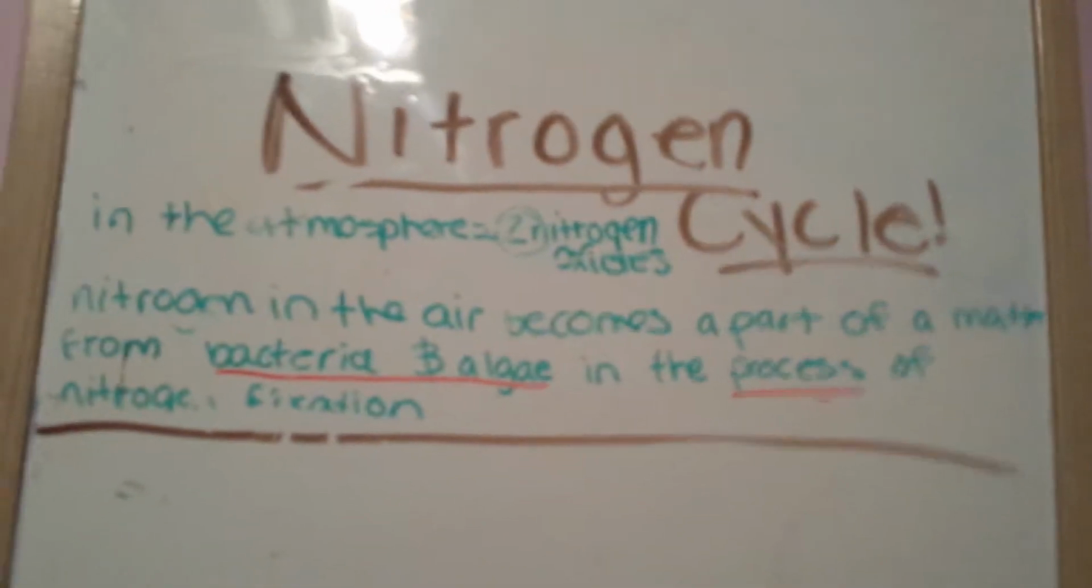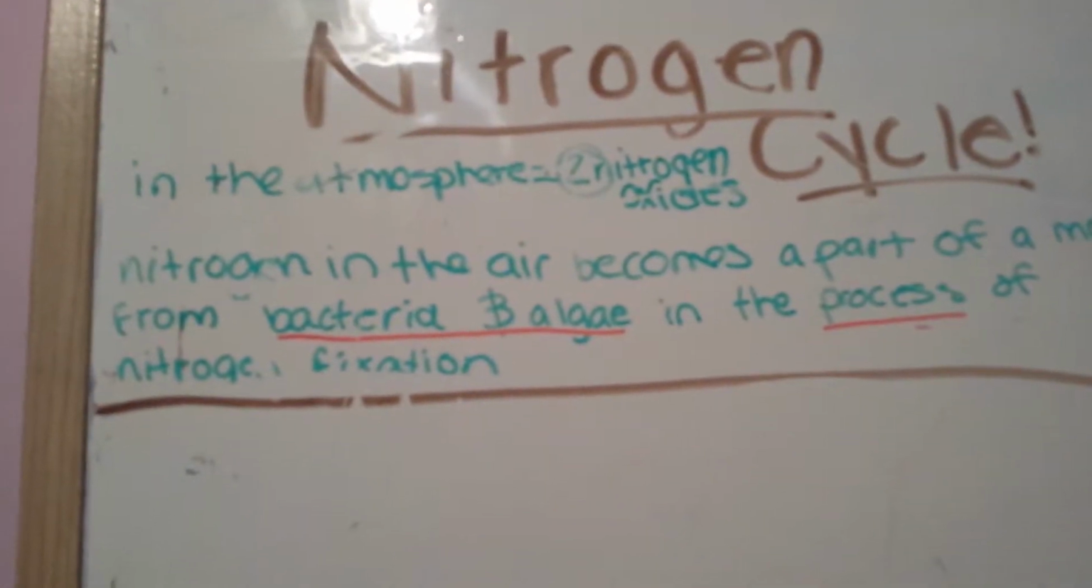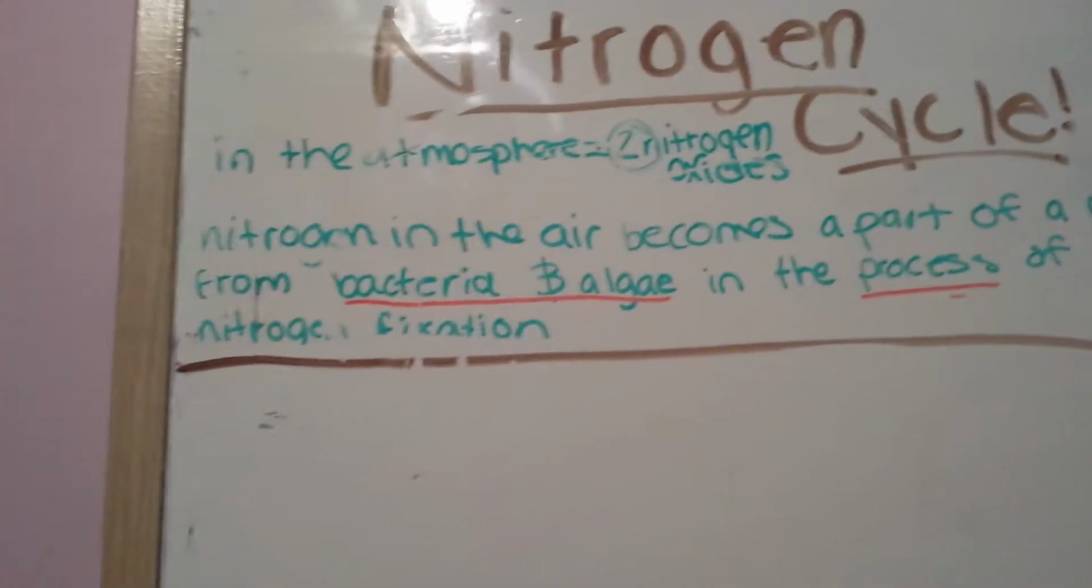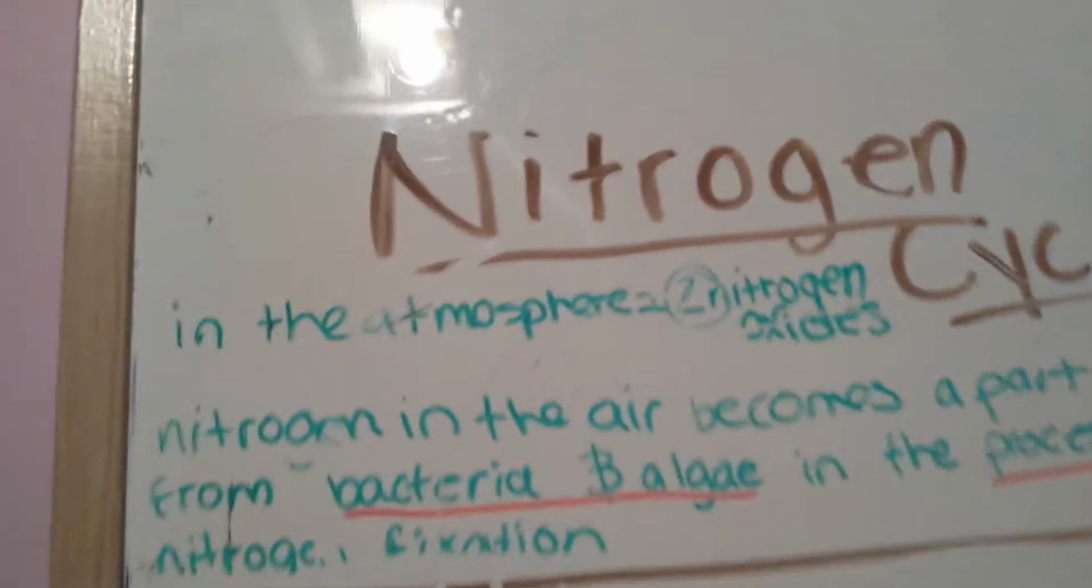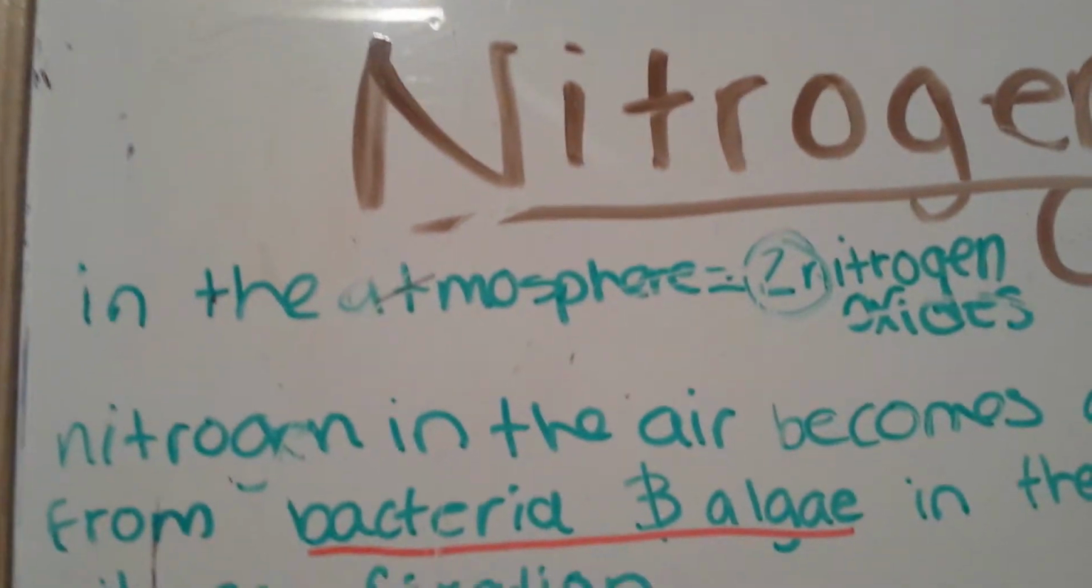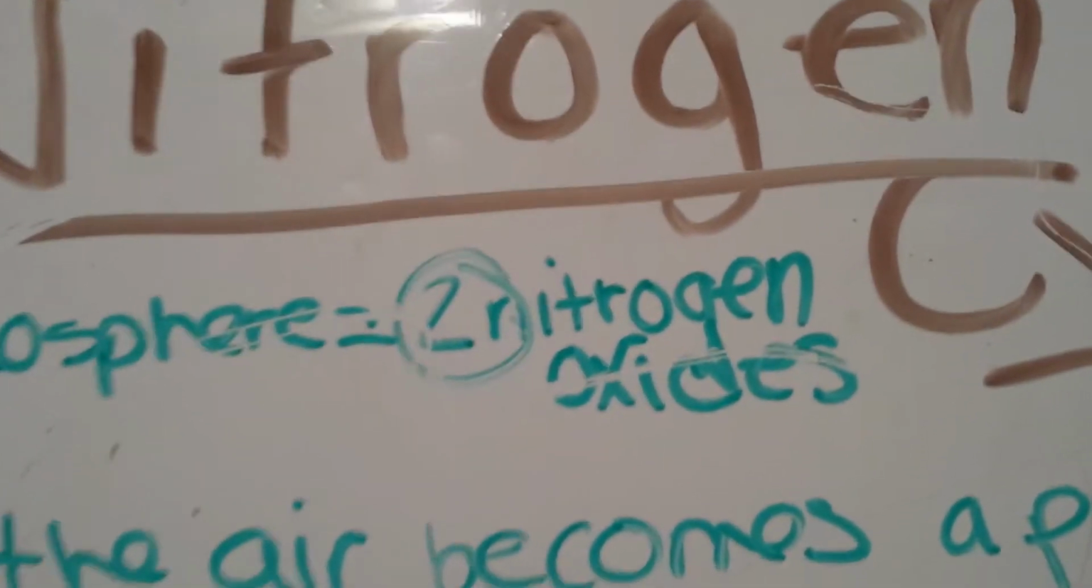Hello. Today I'm going to be explaining to you guys the process and steps of the nitrogen cycle. So here on my whiteboard, I have already two steps I already had. So the first step is that in the atmosphere, there is already two nitrogen oxides.